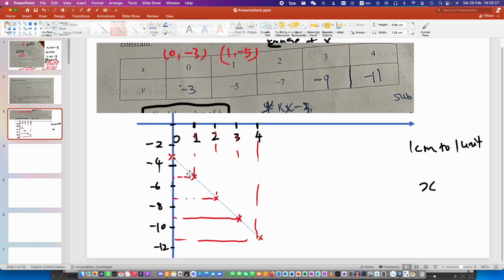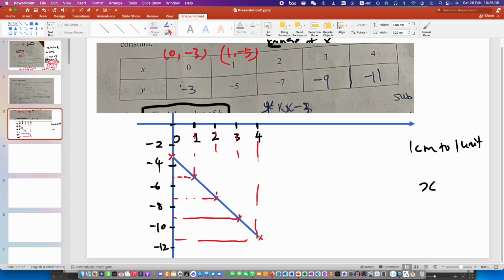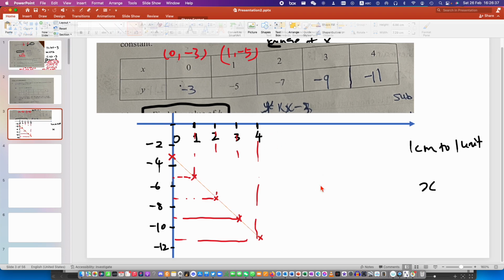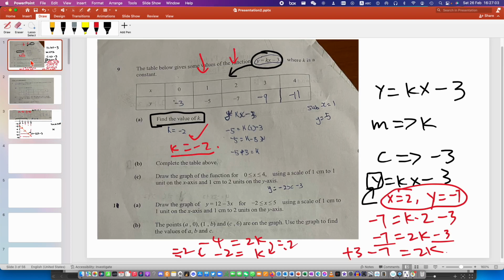Once you have drawn the line, label it. What's the equation? Y equals kx minus 3. Very good. No, you already got the k. What's the k? We found out earlier: negative 2. So y equals negative 2x minus 3, right? Okay, good. So this is the labeling. That's how you draw. Understand? Then what's the next question?